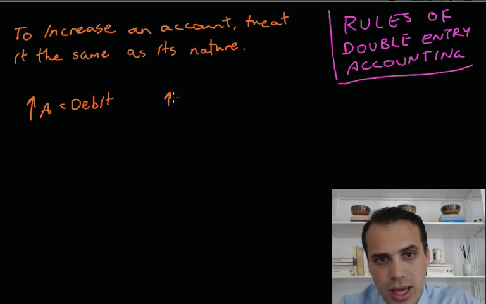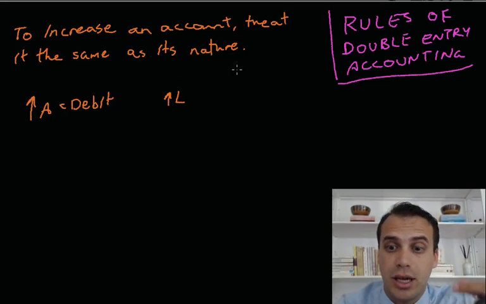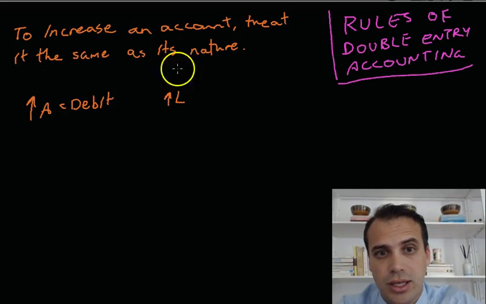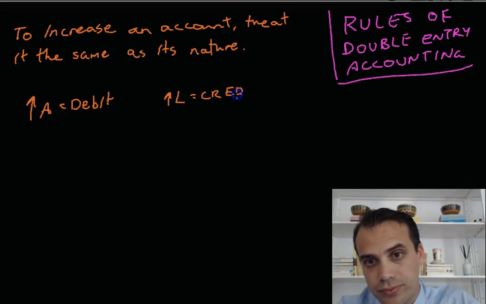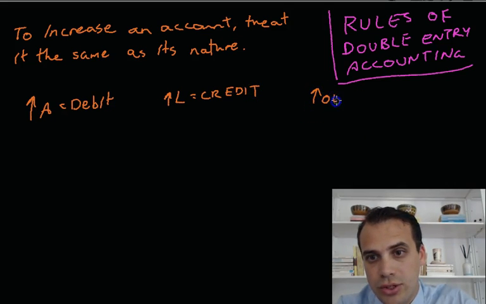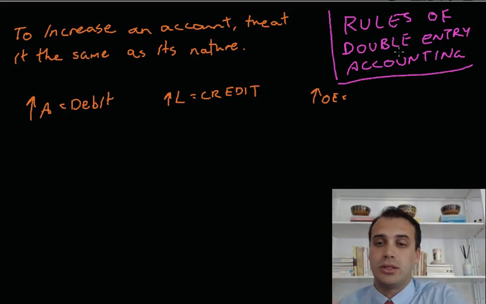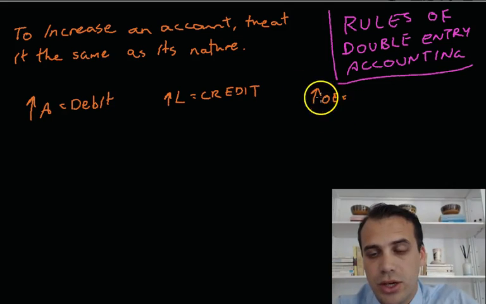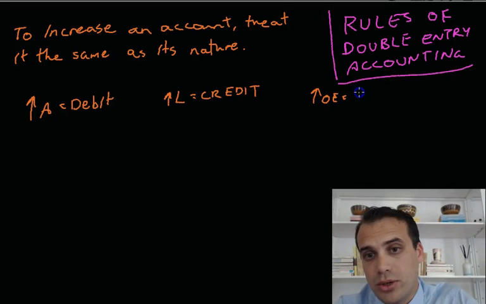To increase a liability, now remember that liabilities are credit in nature. And to increase an account, you treat it the same as its nature. So if you need to increase a liability, you need to credit it. And then to increase an owner's equity, so let's say the owner of the business puts some more money into the business. To increase an owner's equity, remember that an owner's equity is a credit account. So to increase an owner's equity, you credit it.